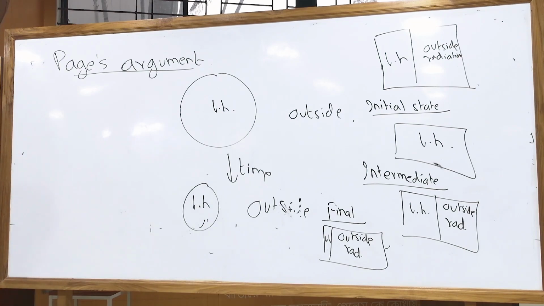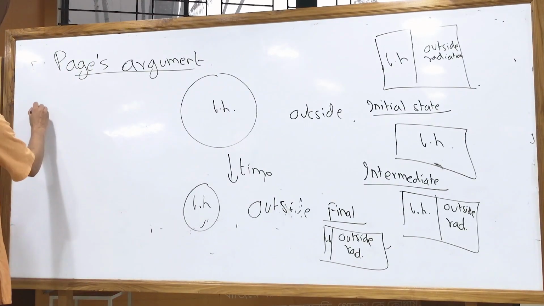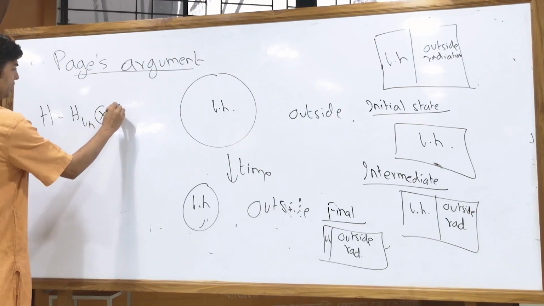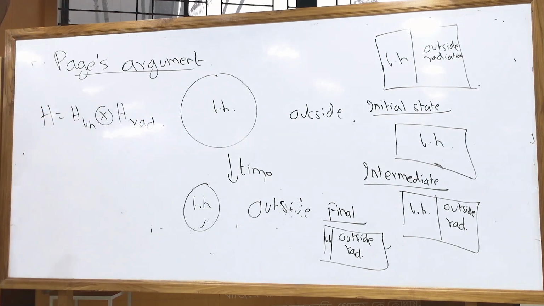Okay, if you believe this is an accurate picture of the black hole, and you say that the Hilbert space factorizes into H_BH, the Hilbert space of the interior of the black hole, and the Hilbert space of the radiation, then you could use the Page result to compute the expected von Neumann entropy of the radiation. And so this is sometimes called the Page curve.